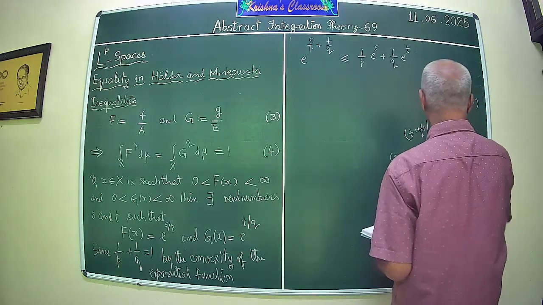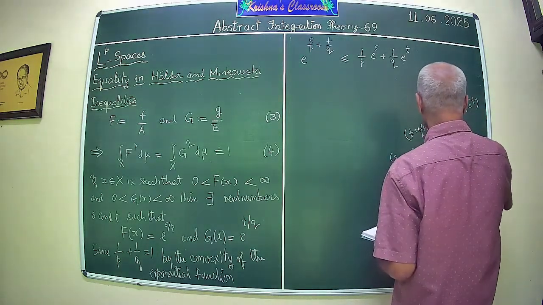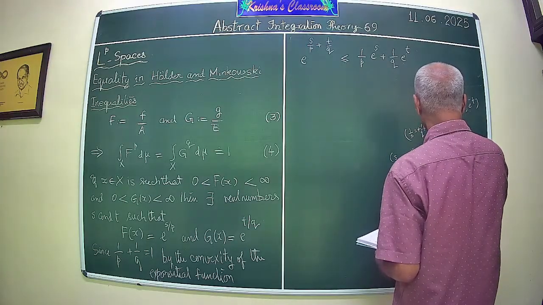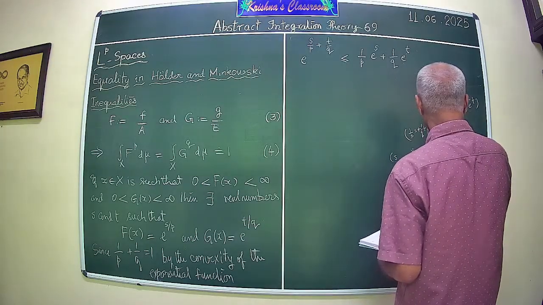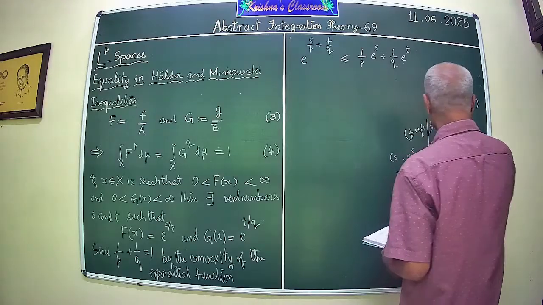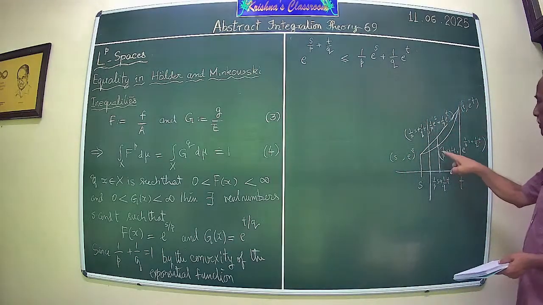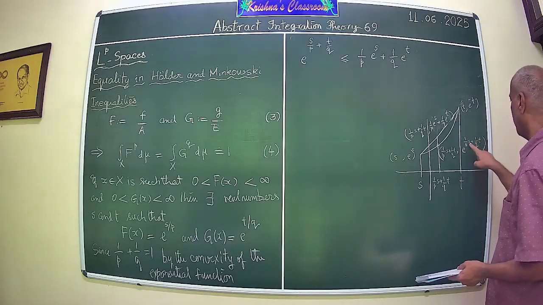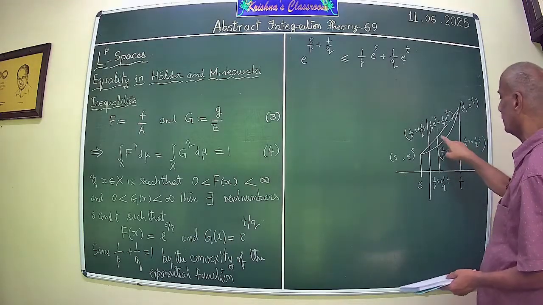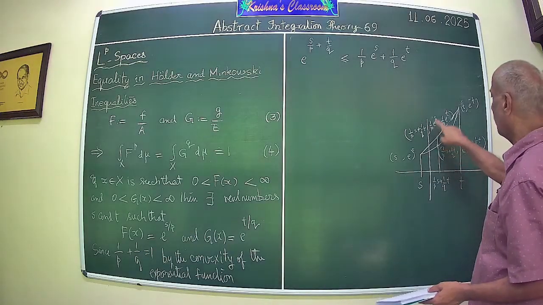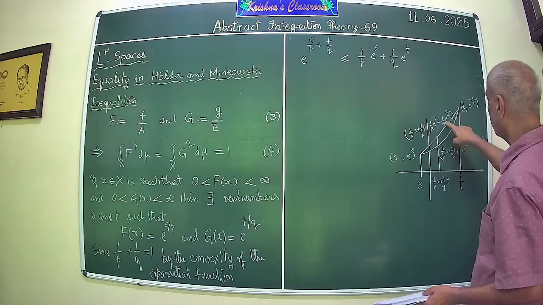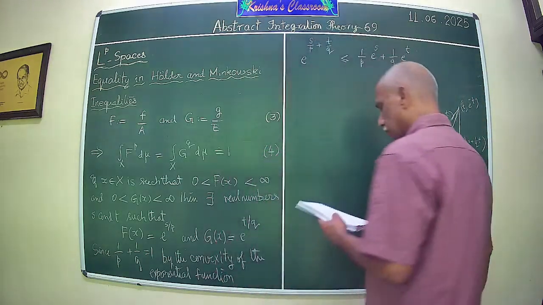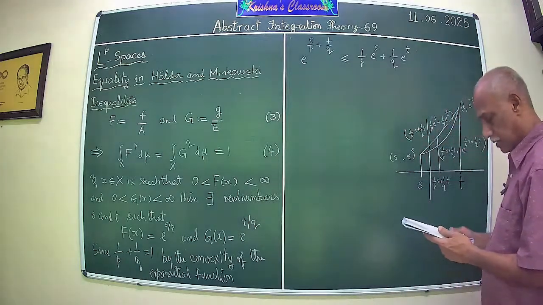That is, e to the power 1 by p s plus 1 by q t is less than or equal to 1 by p e to the power s plus 1 by q e to the power t. Sorry, I think I should write it here. Now this is the statement that you are making from the convexity. Okay, what is the consequence?